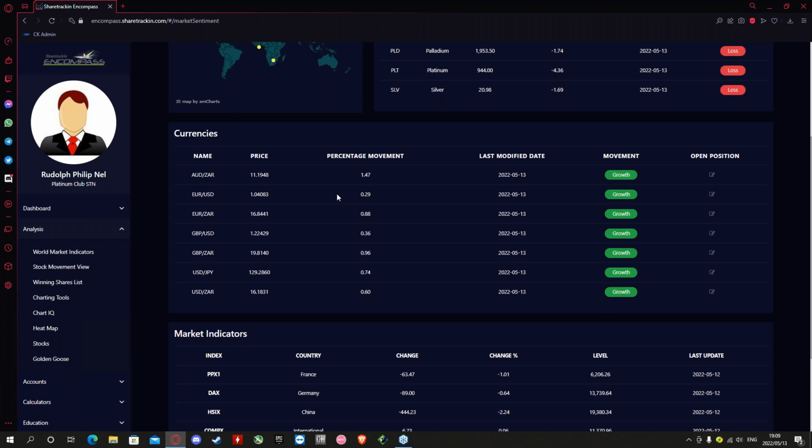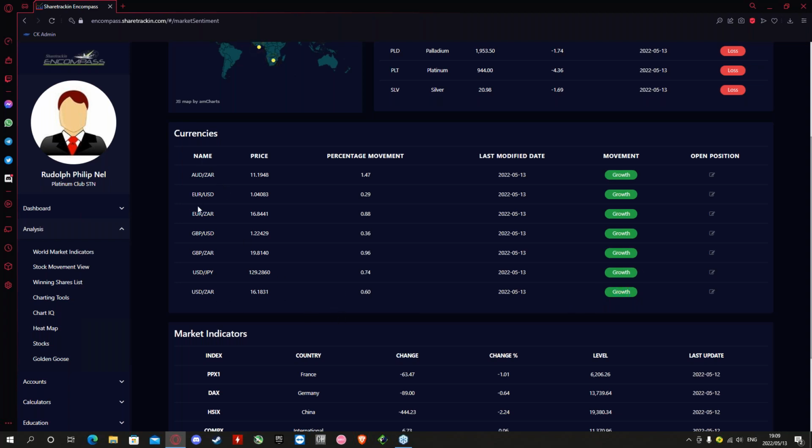We show you your percentage movements and your Rand value, and then on the right hand side, your last modified date. So that would obviously be for today, and then if it's made any growth or loss. So if it shows a growth, it means that the Rand has weakened against the dollar. If it shows you loss, that means that the dollar has weakened against the Rand.